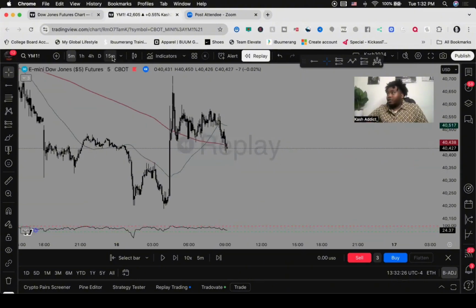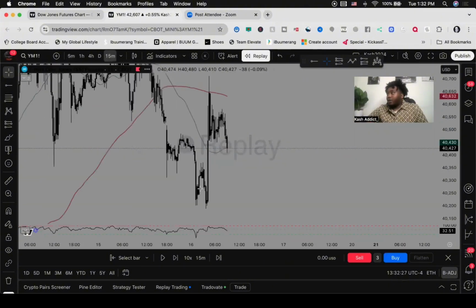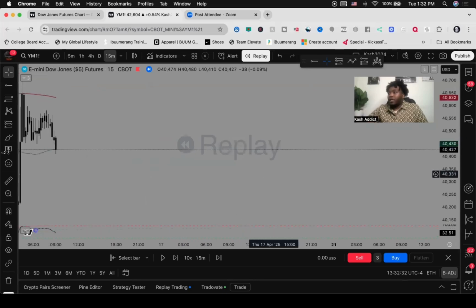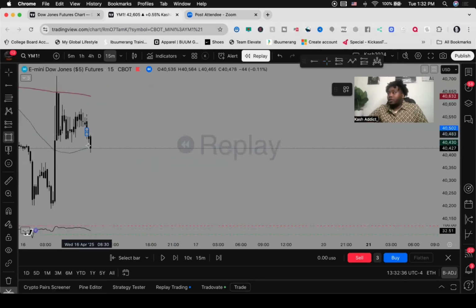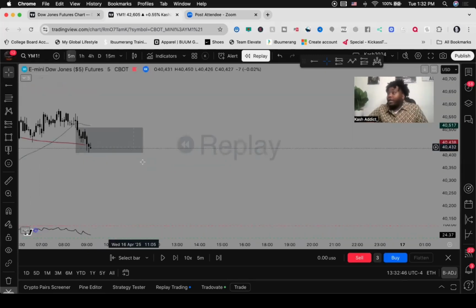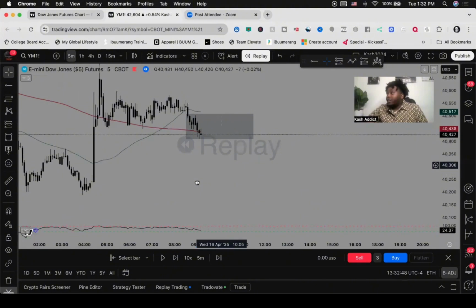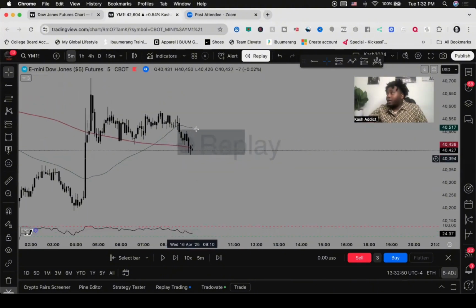Right here, let's go to this 15-minute. All right. We got the highest point right here. We got the lowest point right there. All right. Come to this 5-minute, and we just looking for a breakout above or below.